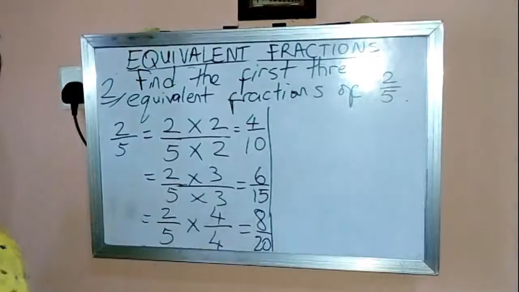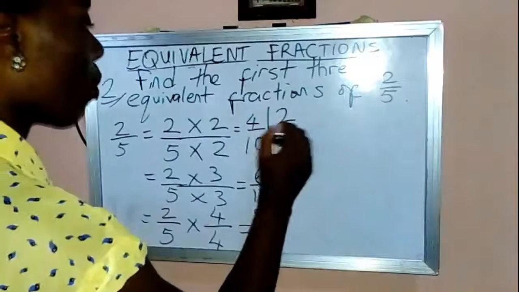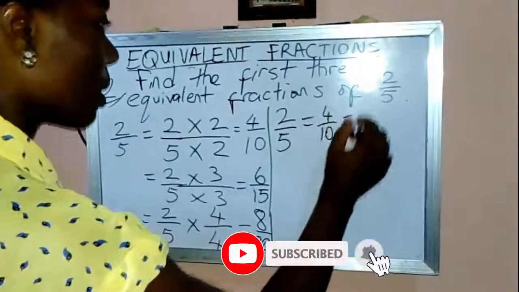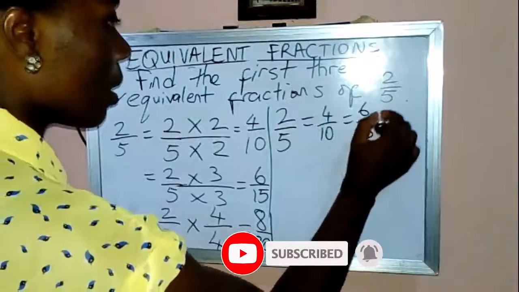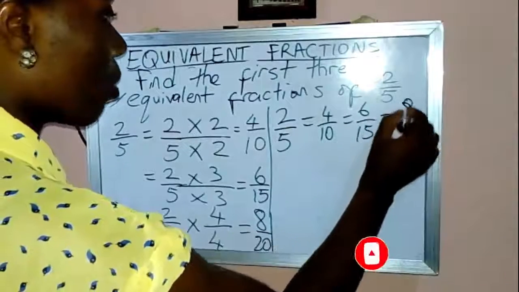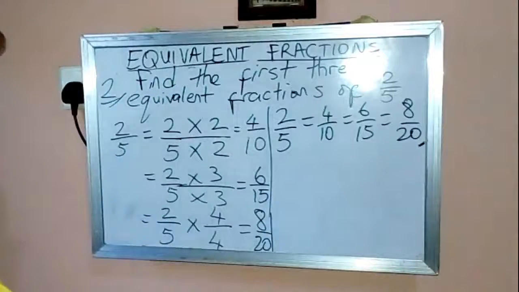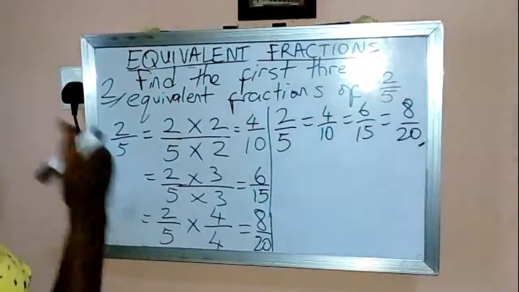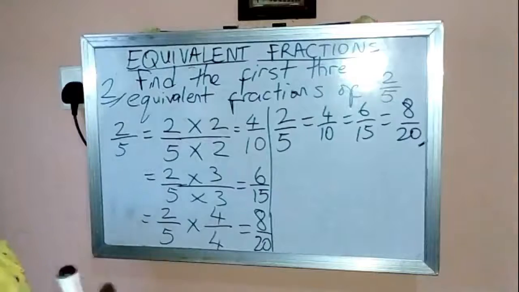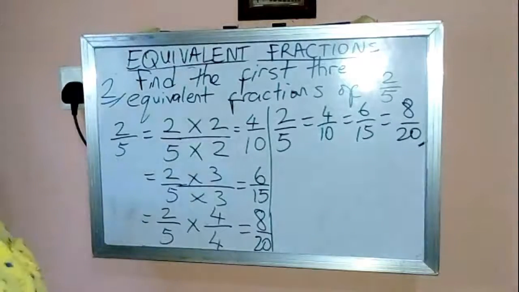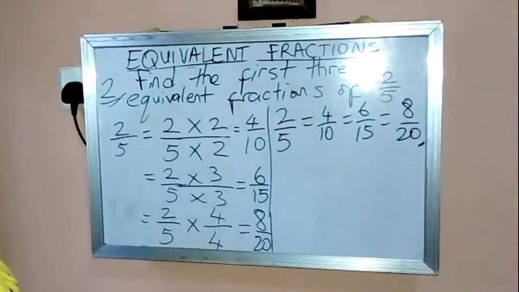1, 2, 3. So my answer will be 2 over 5 equals 4 over 10 equals 6 over 15 equals 8 over 20. Final answer. It's that simple. Okay? It's very, very simple. All you need to do is remember the rule. Multiply both the numerator and the denominator by the same number. Okay? Let's try out another question in another form.